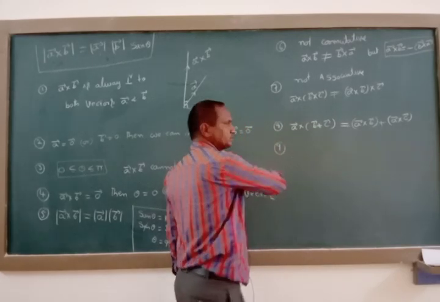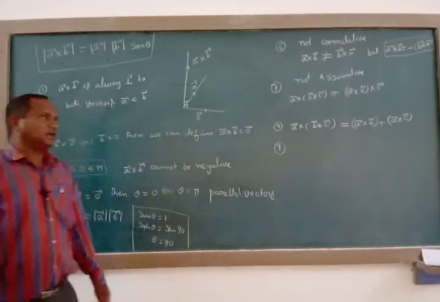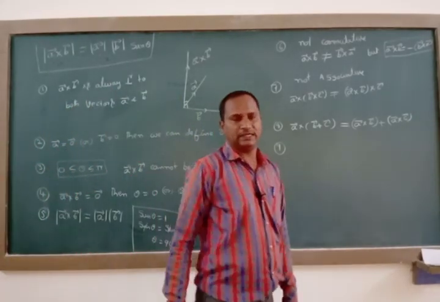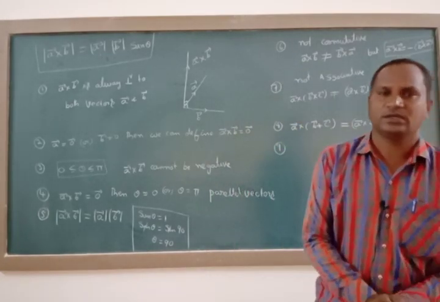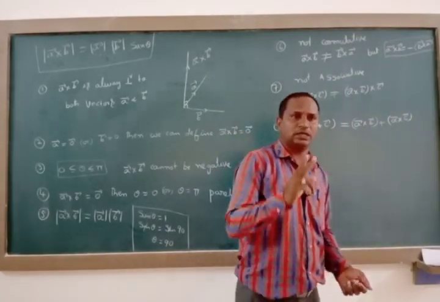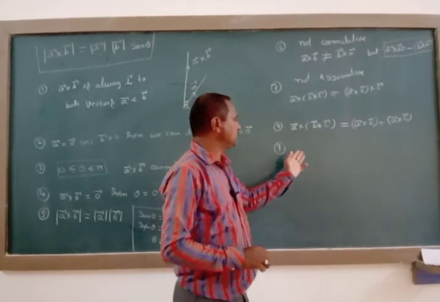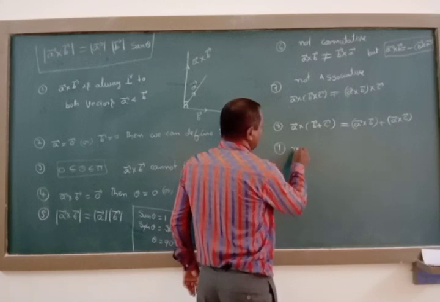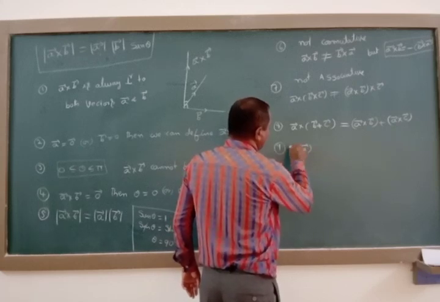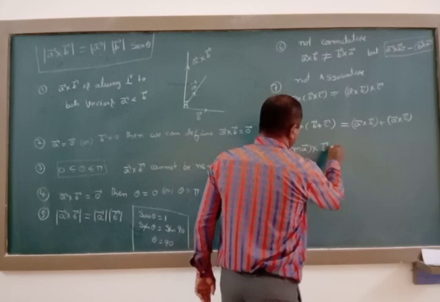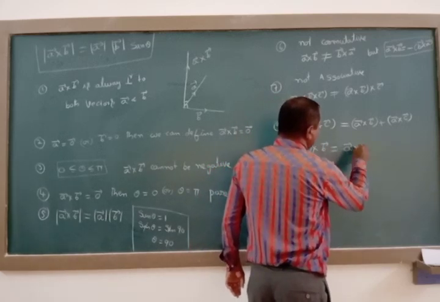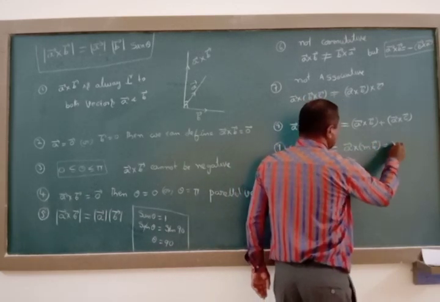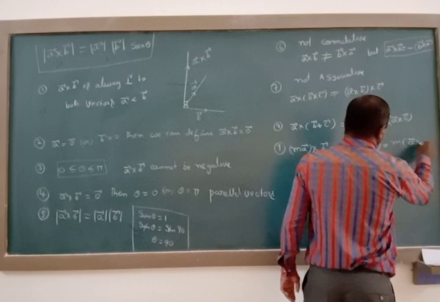Ninth, let m be any scalar. Any scalar means it is a real constant. At the same time, A bar and B bar be any two vectors, then this condition must be satisfied. That condition is m A bar cross B bar, or we can write like this: A bar cross of m B bar, or we can write like this: m of A bar cross B bar.